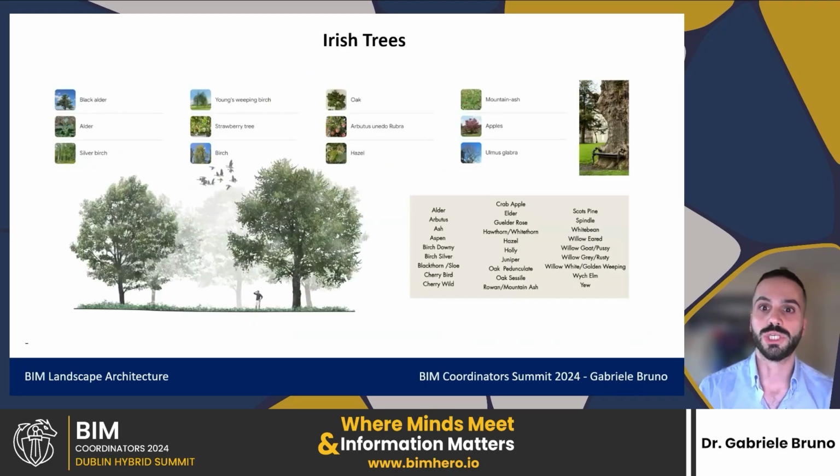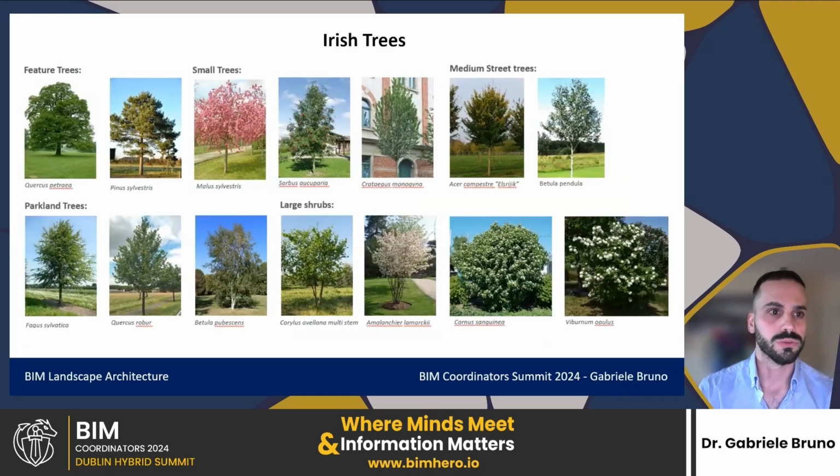So in Ireland, we have a huge biodiversity. Even though it's a small land, we have so many trees. We have around 30 native species and many more semi-native species that we are trying to use in every single project. It's possible to find birch trees, strawberry trees, apple, Ulmus glabra, hazelnut, alder, black alder or silver birch, and many, many more. In this slide, I want to focus your attention on just a few little categories of trees and shrubs that we normally use. So there's the category of the future trees, the small trees, large shrubs, and so on.